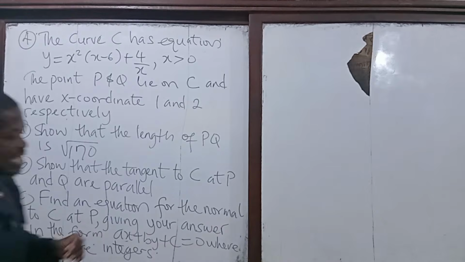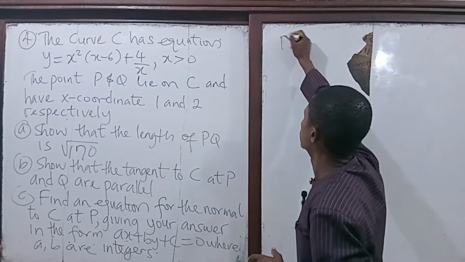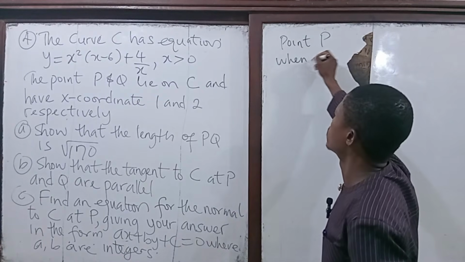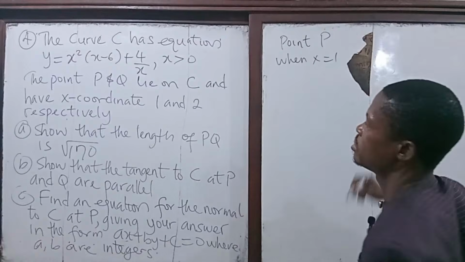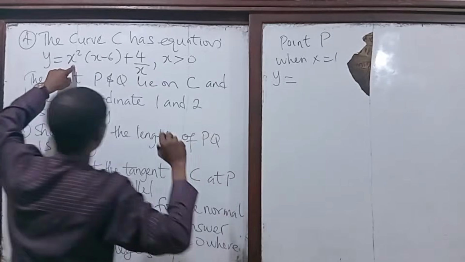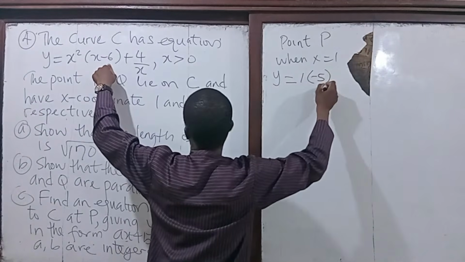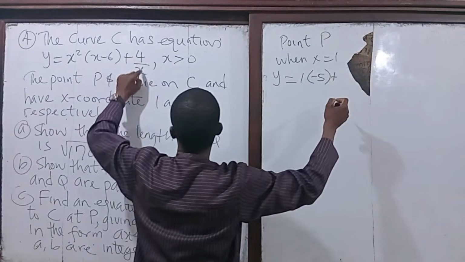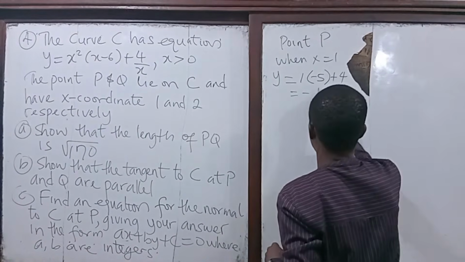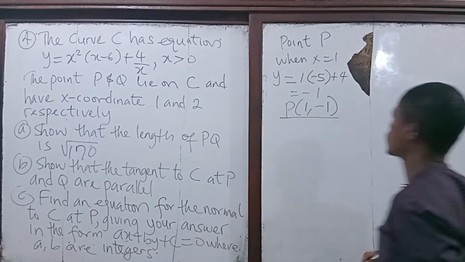So let's look at that question. What we are going to do for point P, when x is 1, go to your equation and substitute there. So that will be equal to 1 times (1 minus 6), that's minus 5, and then plus 4 over x, that's 4. That will give us minus 1. So point P is 1 comma minus 1.